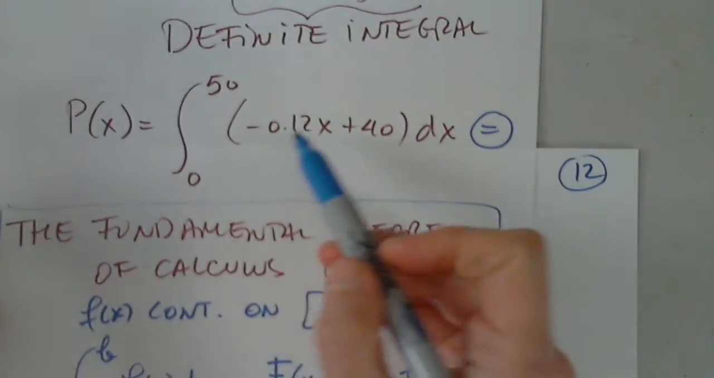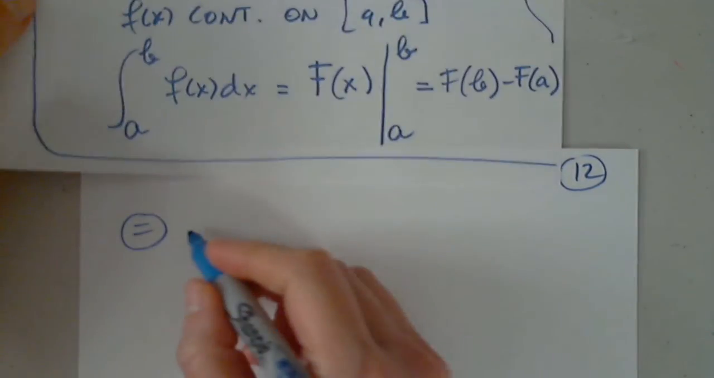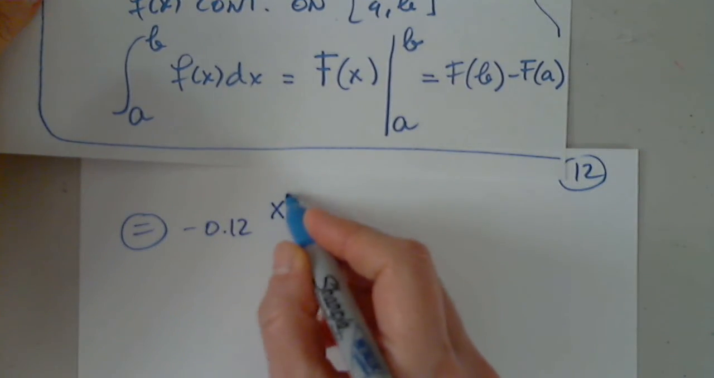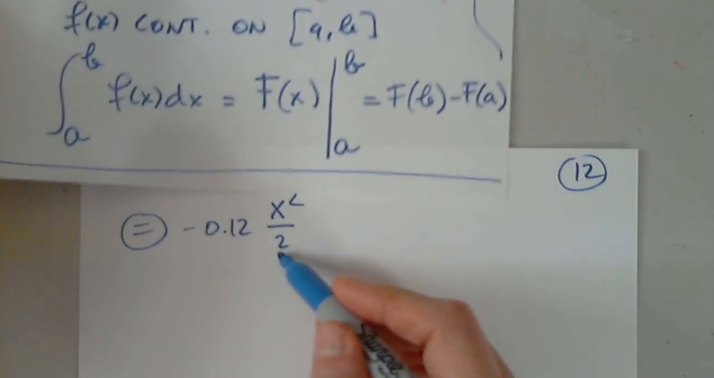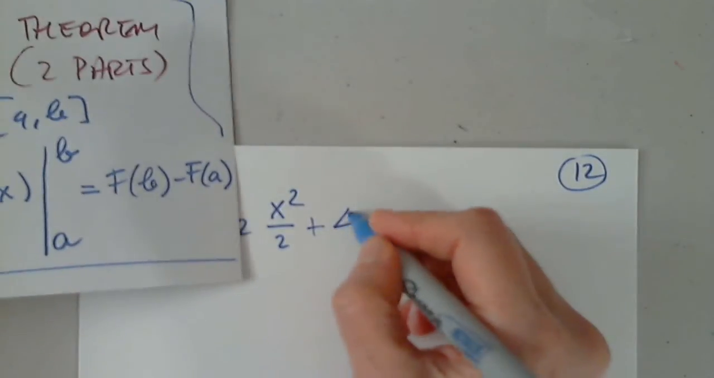So, I have, which function prime is this? Negative 0.12 x squared over 2. I increase the power by 1 and I divide by that number. Plus, which function prime is 40? It must be 40x.